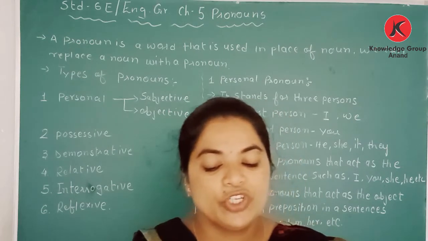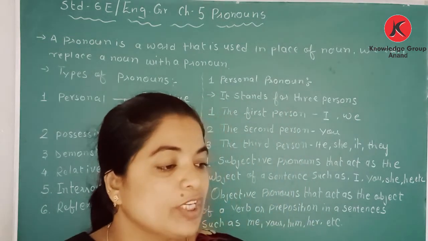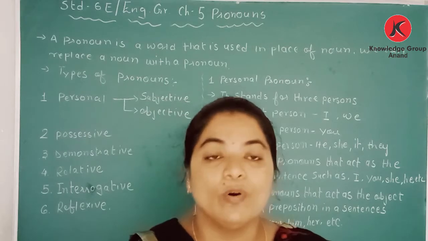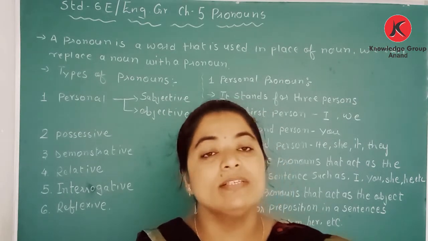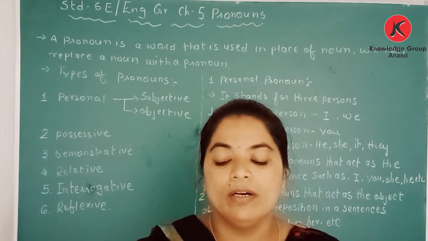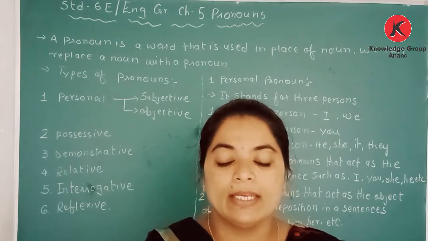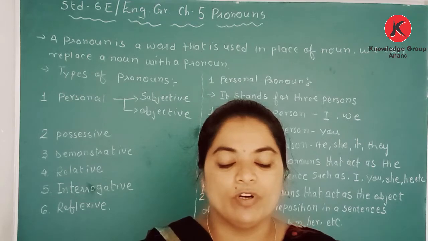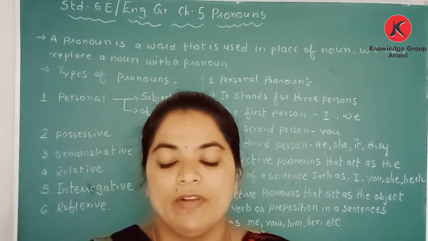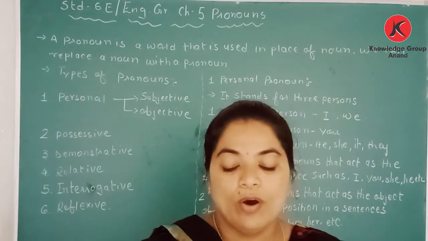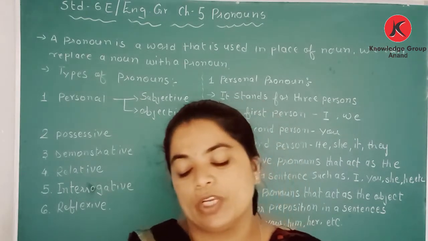The pronouns she and he act as the subject in a sentence. Therefore they are personal subjective pronouns. Him in the second sentence and her in the third sentence act as the object of the verb like and of the preposition of respectively. Hence, they are personal objective pronouns.